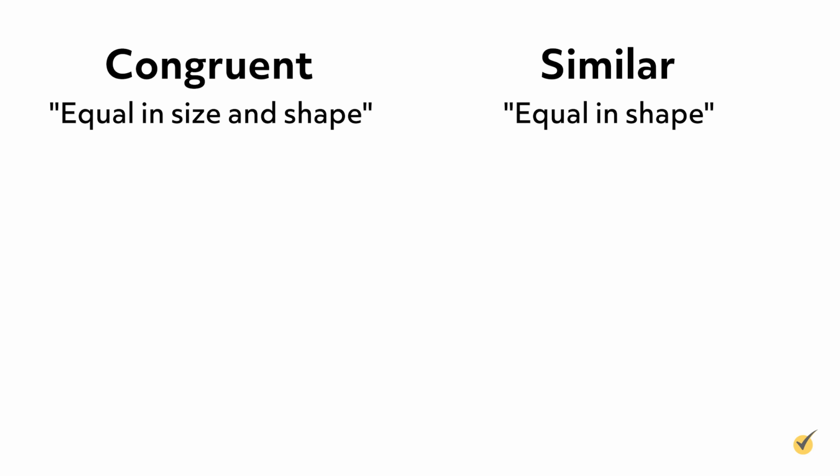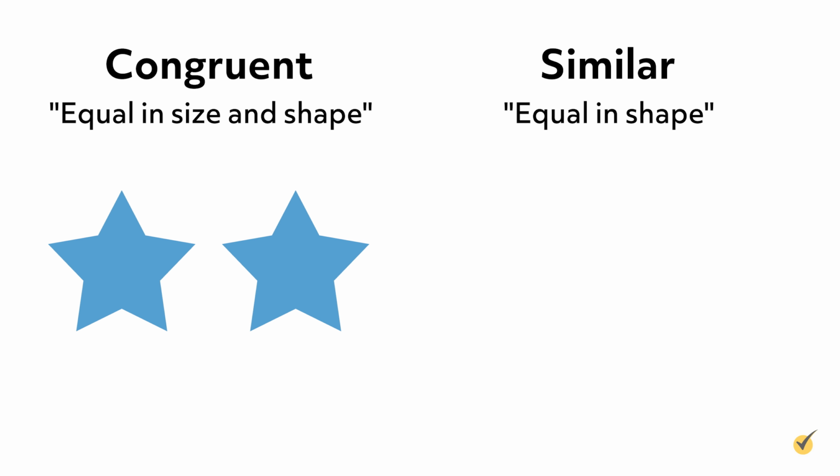The definitions of congruent and similar are true for any polygon. Any two polygons that are exactly the same size and shape are congruent, and any two polygons that are the exact same shape but not necessarily the same size are similar.